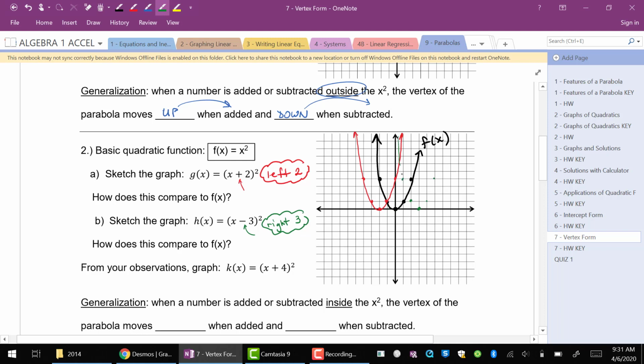So in green, there's my sketch of h of x. And in red is the sketch of g of x.